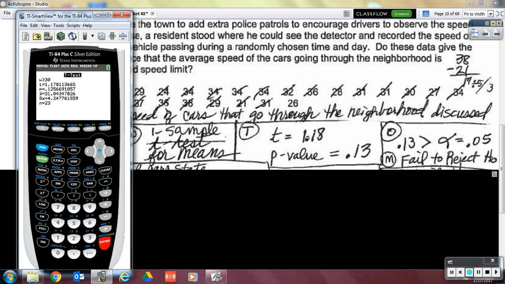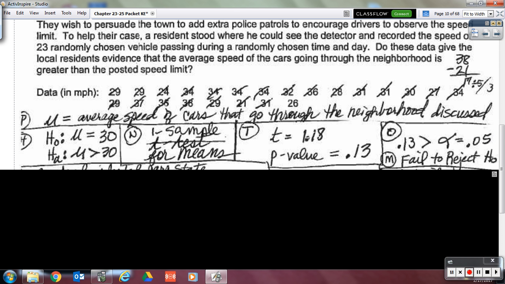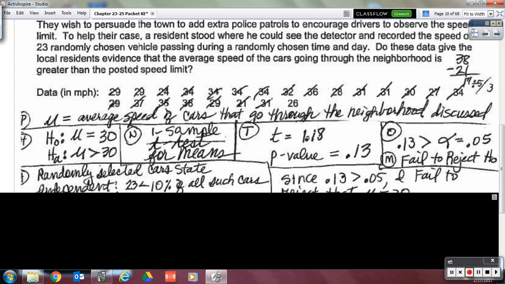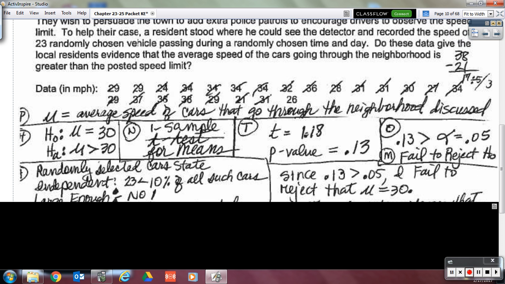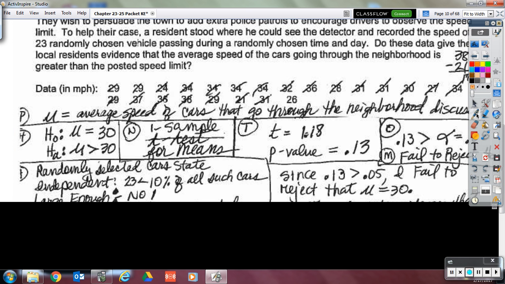All right, so how are we doing? Did we all follow that and get it? Okay. So with a p-value of 0.13 comparing to the alpha of 0.05, we would fail to reject H0. So let's write our conclusion. Our first sentence in our conclusion is going to be about the null hypothesis. Since 0.13 is greater than 0.05, I fail to reject that mu equals 30. So I'm failing to reject that mu equals 30.